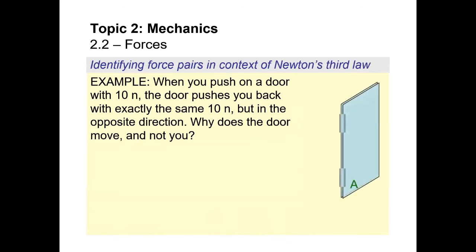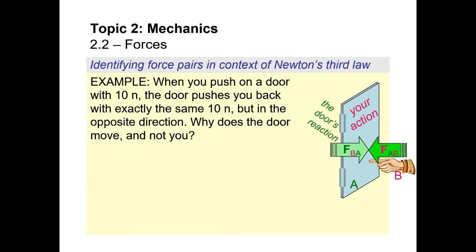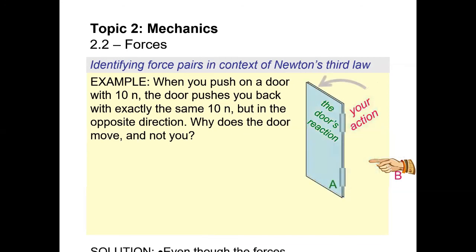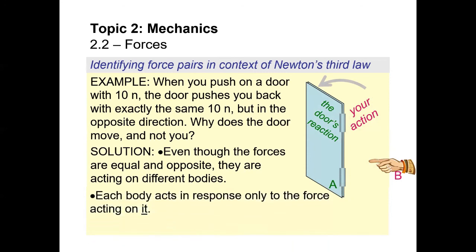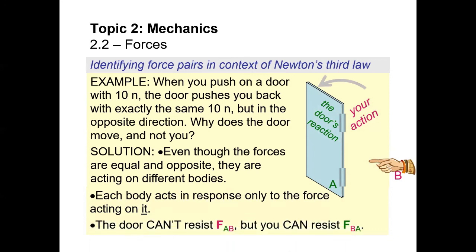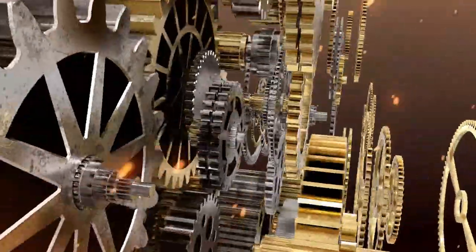Let's take a look at this interesting example. When you push on a door with 10 Newtons, the door pushes you back with exactly the same 10 Newtons, but in the opposite direction. Why does the door move and you don't? Even though the forces are equal and opposite, they are acting on different bodies. Each body responds only to the force acting on it. The door can't resist, but you can resist.